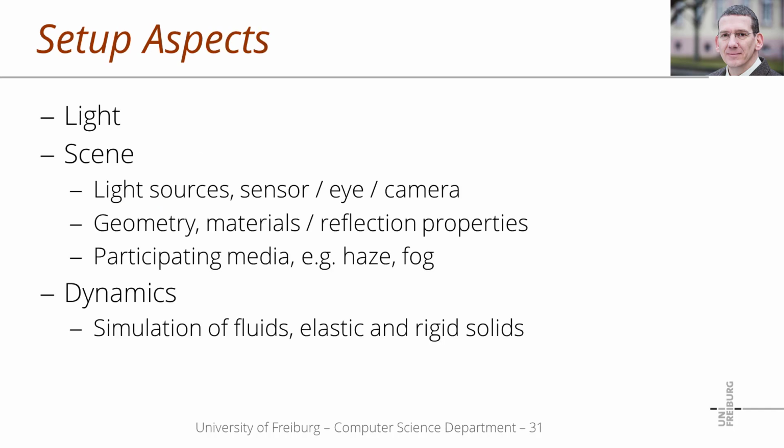Here you can see some aspects that are relevant for a rendering setup. If you would like to render a scene, then you have to specify light sources and a light sensor, and you have to specify objects. These objects have geometries and the surfaces have reflection properties. You might want to consider participating media, or you might want to consider moving objects. In this case, you have to specify animations or perform simulations. And last but not least, you have to model the behavior of light. You have to have a notion of how light moves through space. You have to know how light interacts at surfaces or with participating media. All these aspects are relevant in a rendering setup.